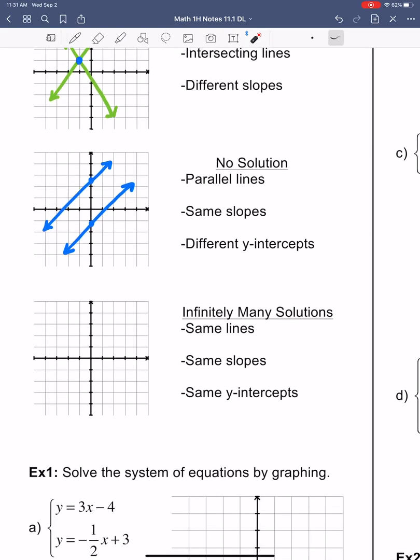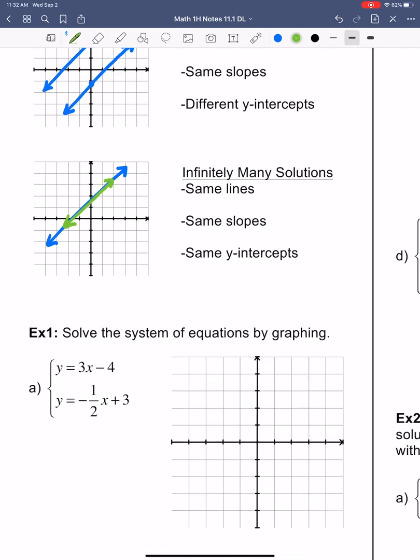And then the last option is that I graph these two lines and they end up just laying right on top of each other. So they're really pretty much the same line, right? There's two lines here, but they're just laying on top of each other. That means they're always intersecting, which means that we have infinitely many solutions, because everywhere that they intersect is a solution. These two lines are going to have the same slope and the same y-intercept, and so we'll know that they're going to have infinitely many solutions.